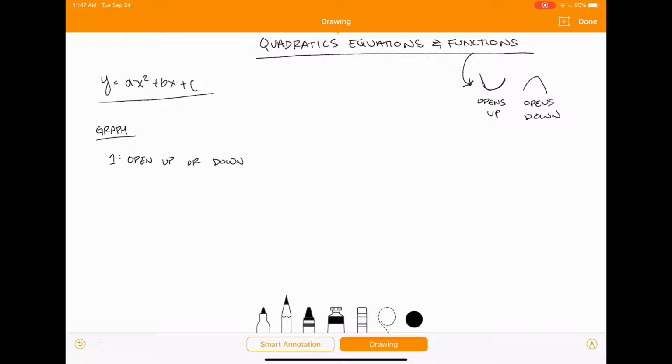And so in order to determine if it's going to open up or down, you're going to look at this a term right here. And if a is greater than 0, it's going to open up. And if a is less than 0 or a is negative, it's going to open down. Then the next thing you're going to want to do is to find an axis of symmetry. And the equation for that is going to be x is equal to the opposite of b all over 2a.